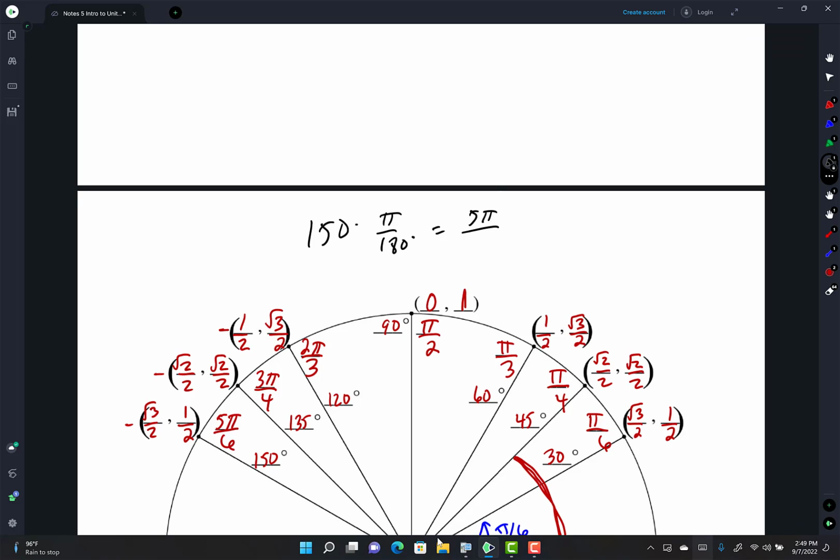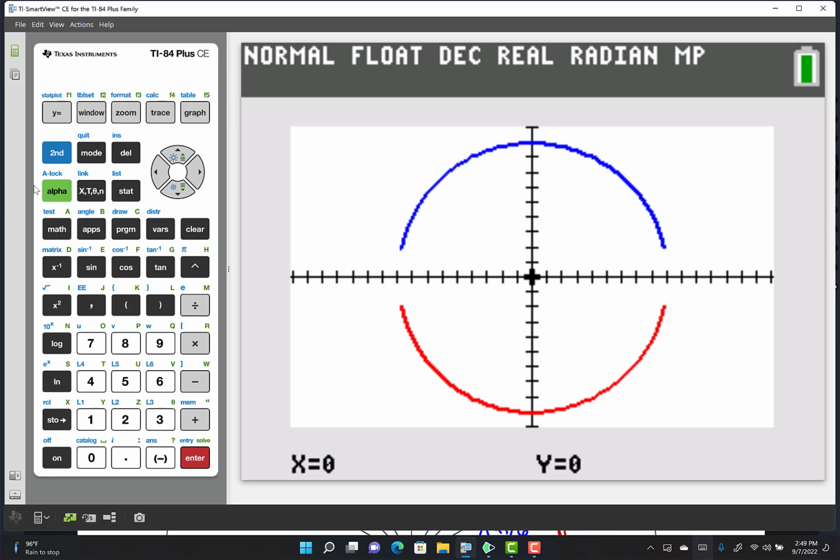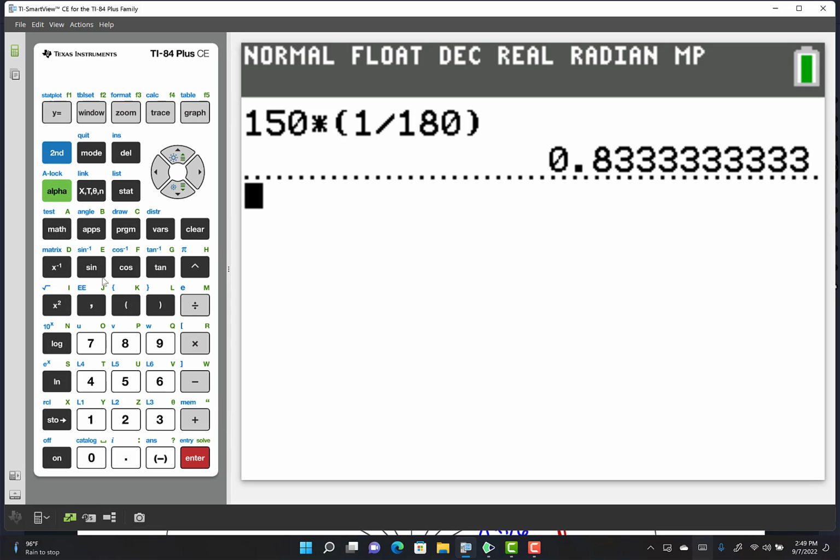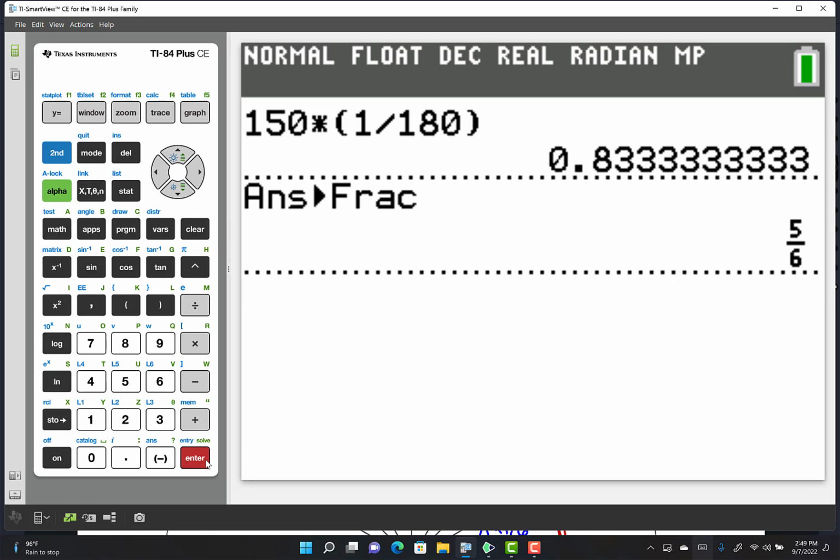Oh, yeah, 5 pi over 6. There it is. Wait, look, check it out. Here's with the calculator. You see how it's pi over 180? So I can just go 150. I'm not going to put the pi in there because it's going to give me a decimal. So I'm just going to go times 1 over 180. And then I'm going to push enter, math, fraction, enter. 5 over 6, put the pi on the top. Okay.